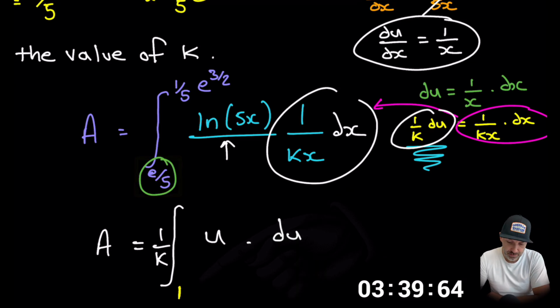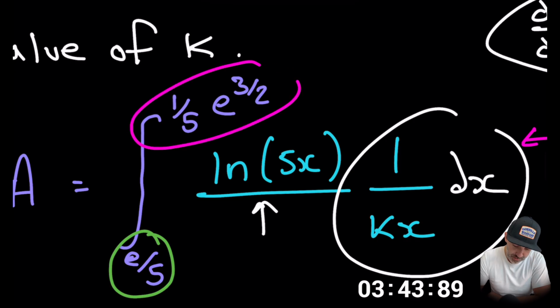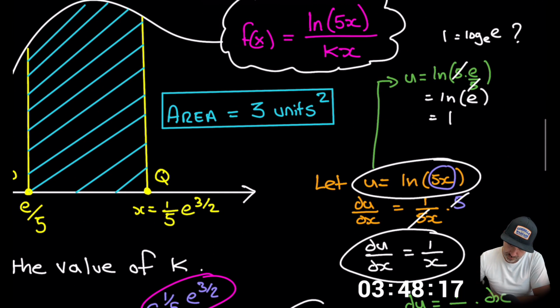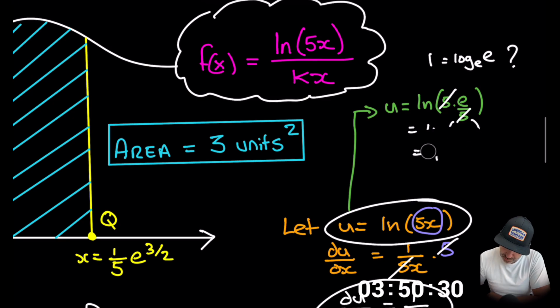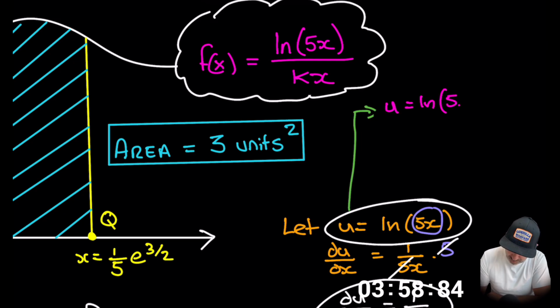Now let's go ahead and do another limit. So let's have a look at this 1/5 e to the 3 over 2. 1/5 e to the 3 over 2. So I'll just erase this here, and I'll do the same again. So we want to know what is u if it's natural log of 5 times 1/5 e to the 3 over 2.